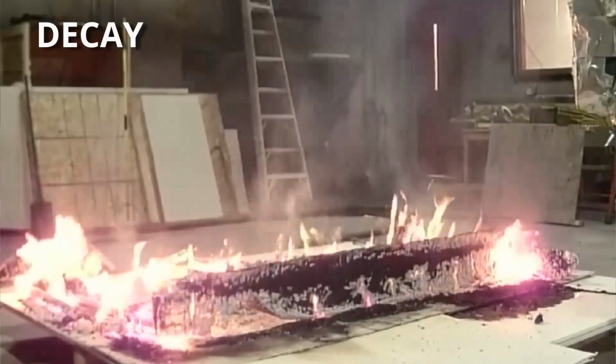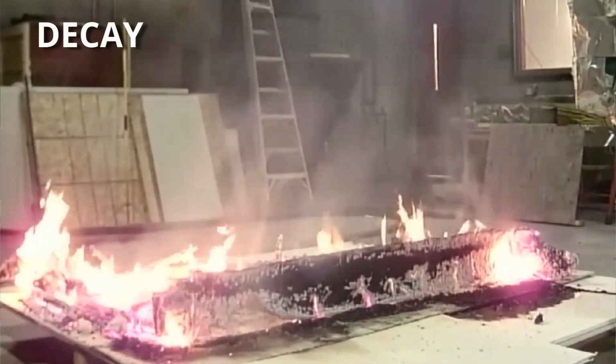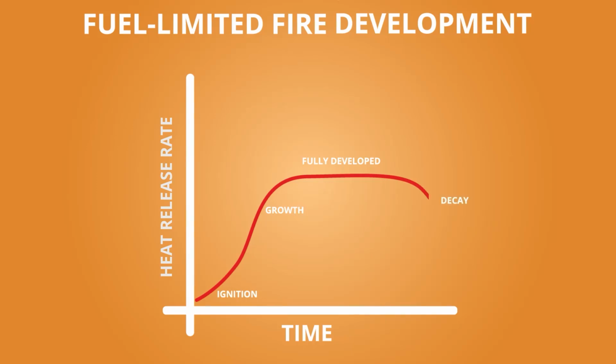The temperature and heat release rate of the fire decrease. This is the most basic fire development model. You may see an example of this type of fire development by burning a few pallets outside or in a large Class A burn building.